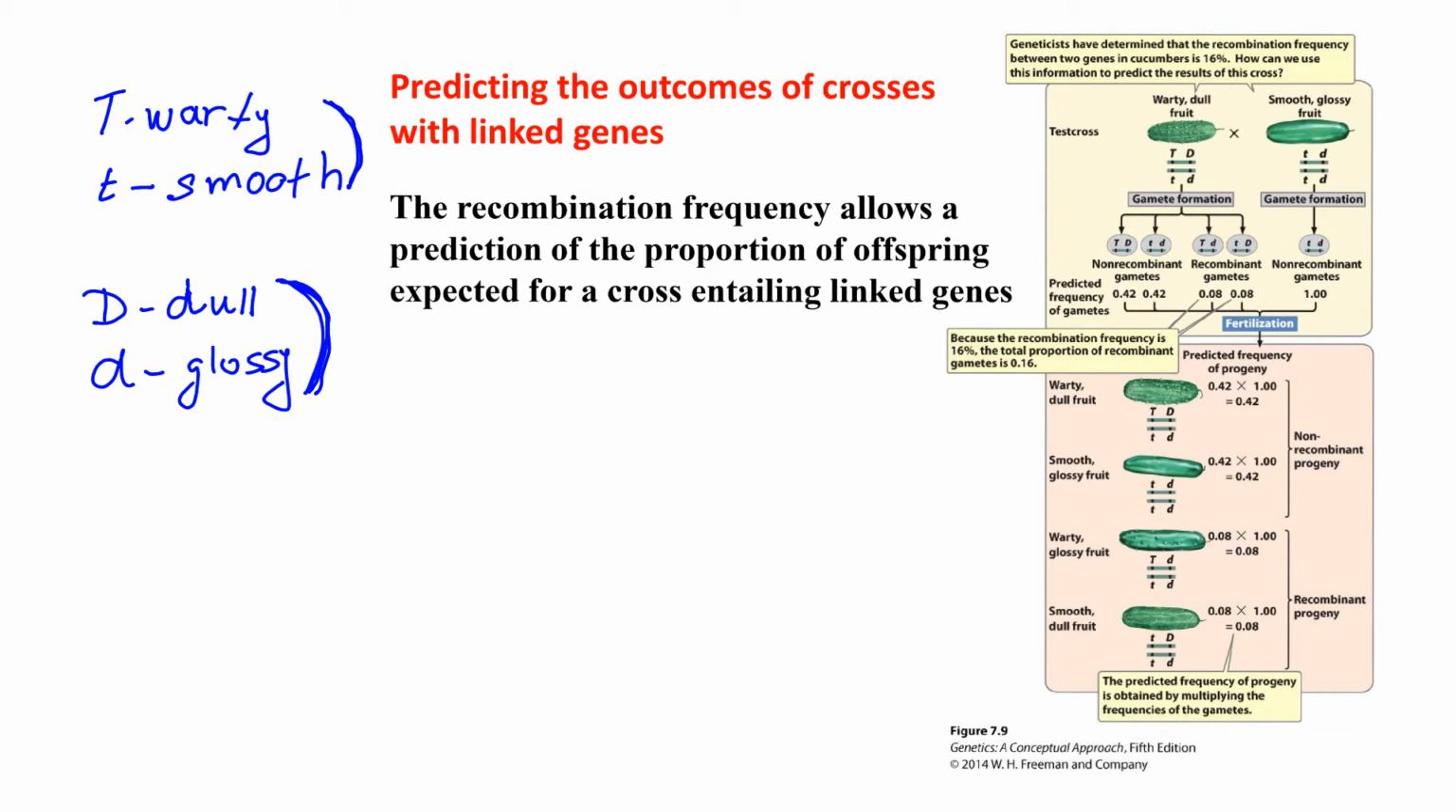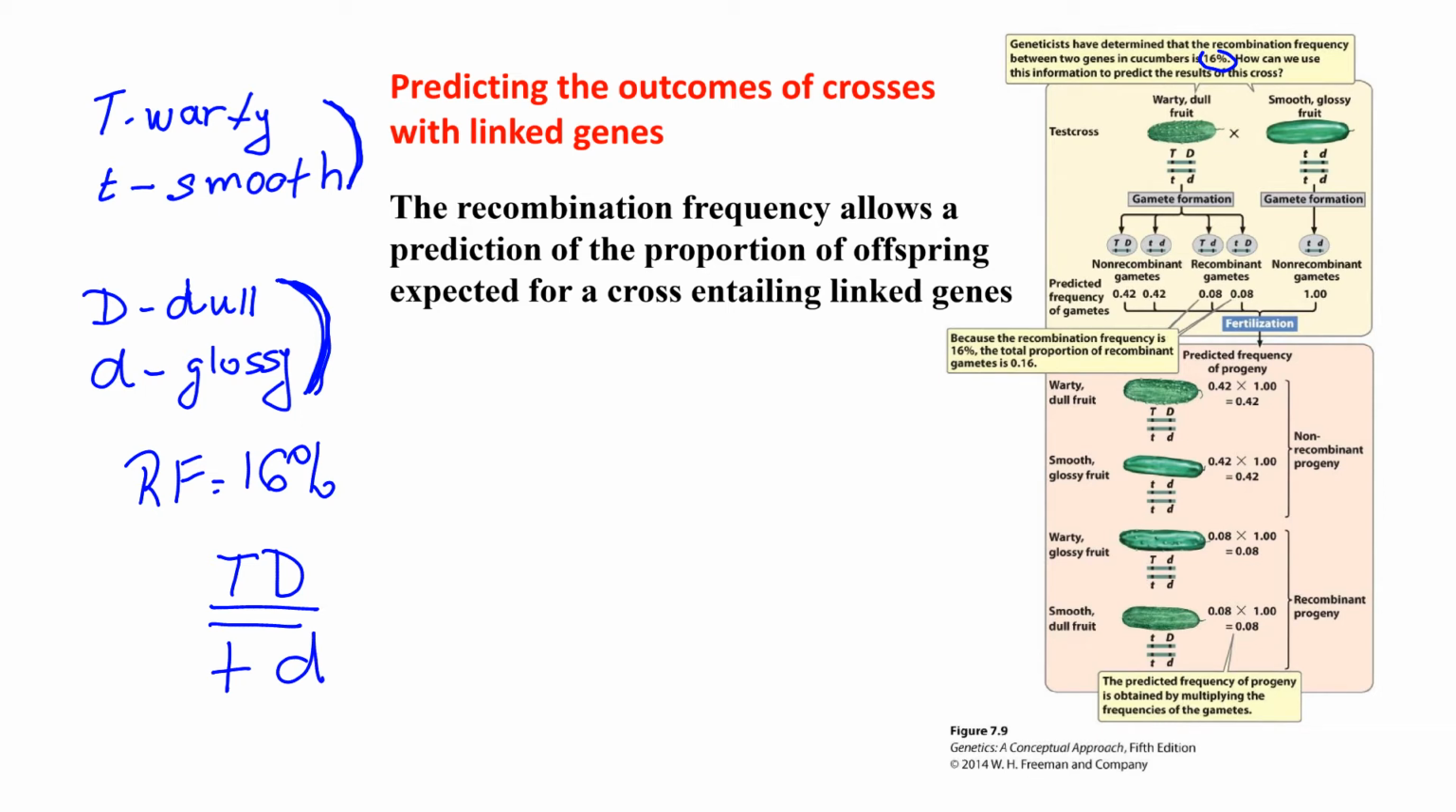So you know that the recombination frequency is 16%. And you know, based on the previous crosses, that you have a plant which is phenotypically dominant and which has the alleles of genes T and D in cis position. So the configuration of this individual, which you will test cross, is T and D, like this. So you test cross this plant right here, and you want to predict the outcome of the future crosses.